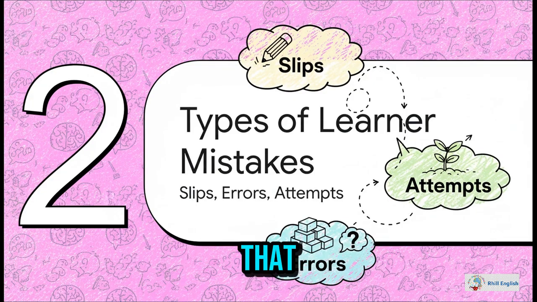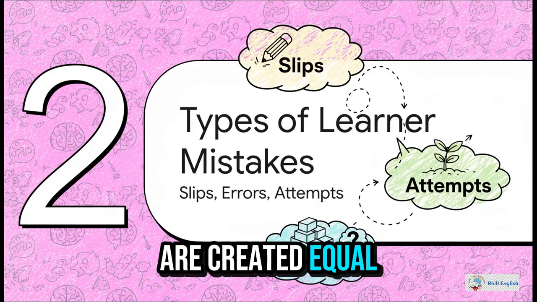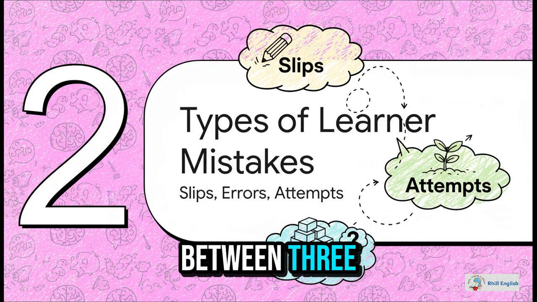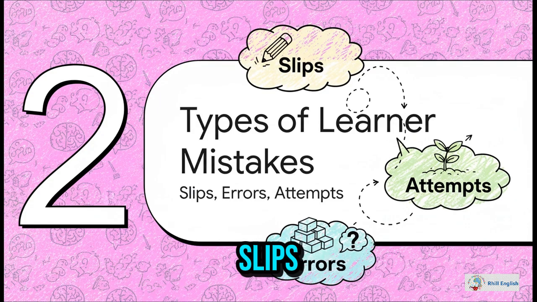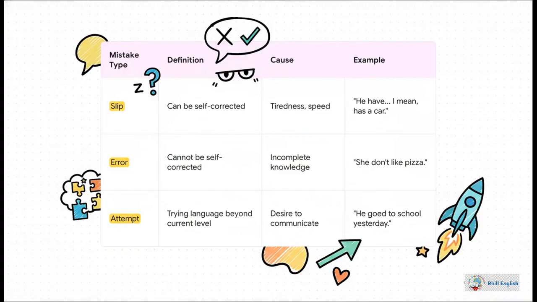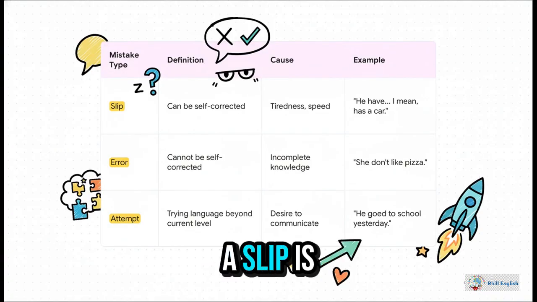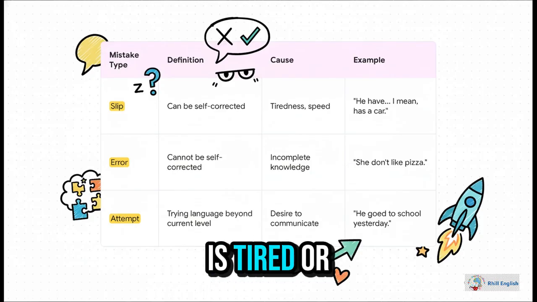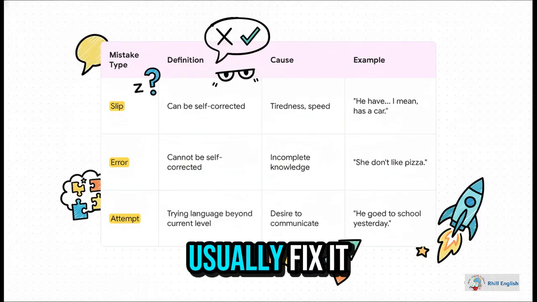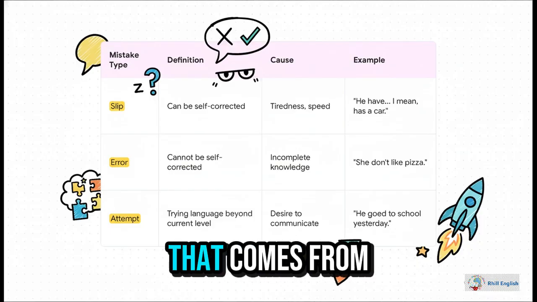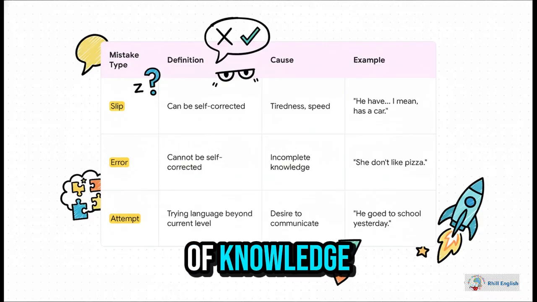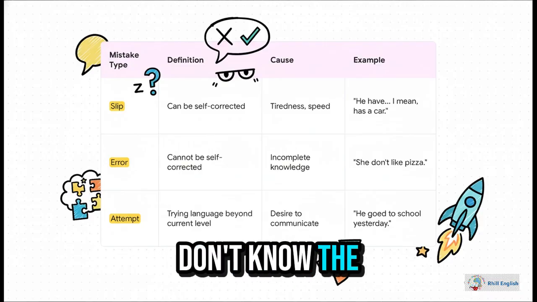Okay, so building on that, it is absolutely vital for the TKT exam that you understand this. Not all mistakes are created equal. We have to be able to tell the difference between three very specific types: slips, errors, and attempts. Let's break this down. A slip is just a momentary mistake. Maybe the student is tired or speaking too fast, and they can usually fix it themselves if you give them a little nudge. An error, though, comes from a genuine lack of knowledge. They can't self-correct because they just don't know the rule yet.